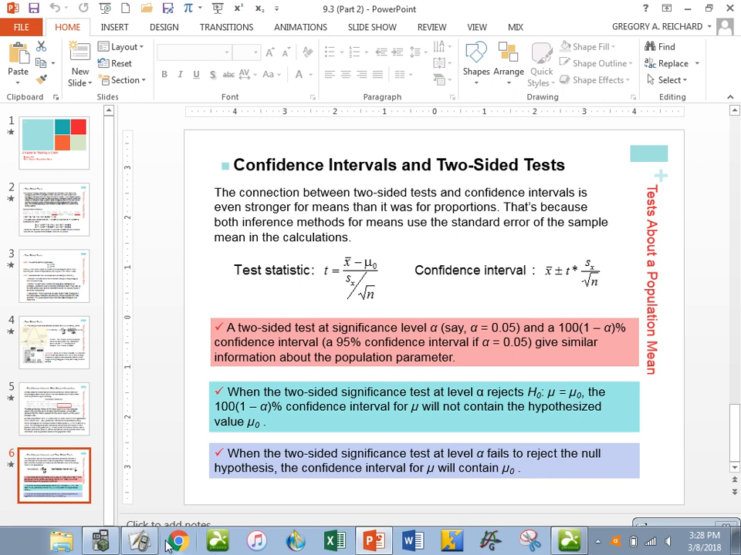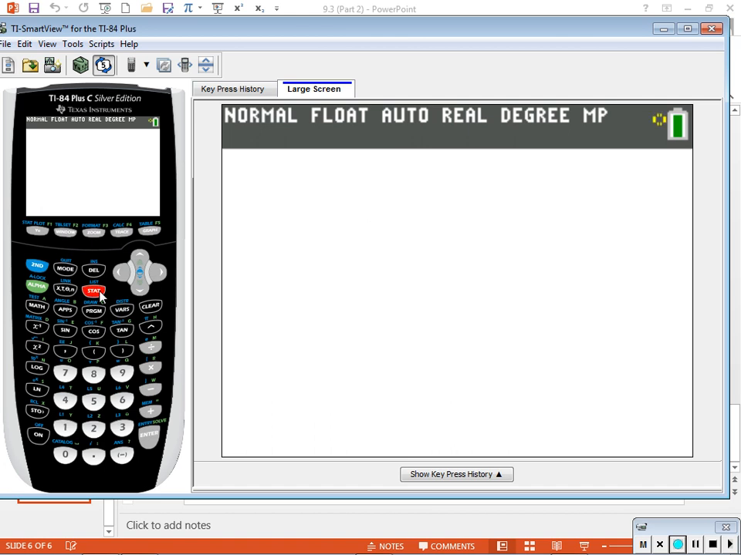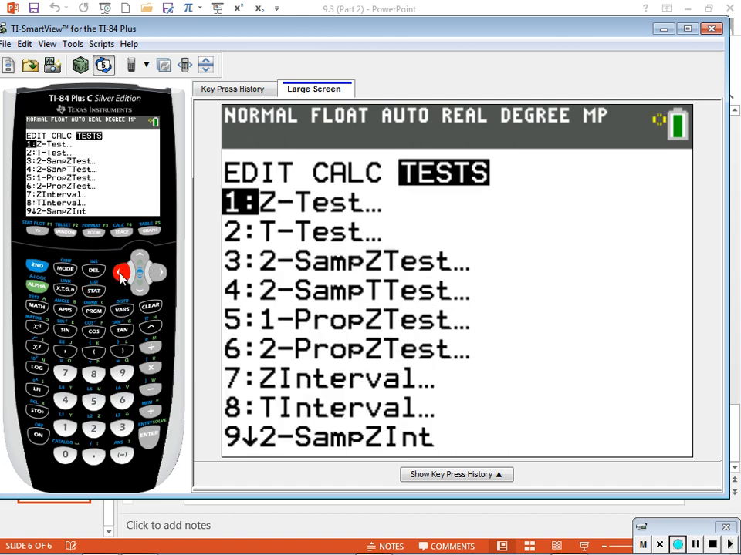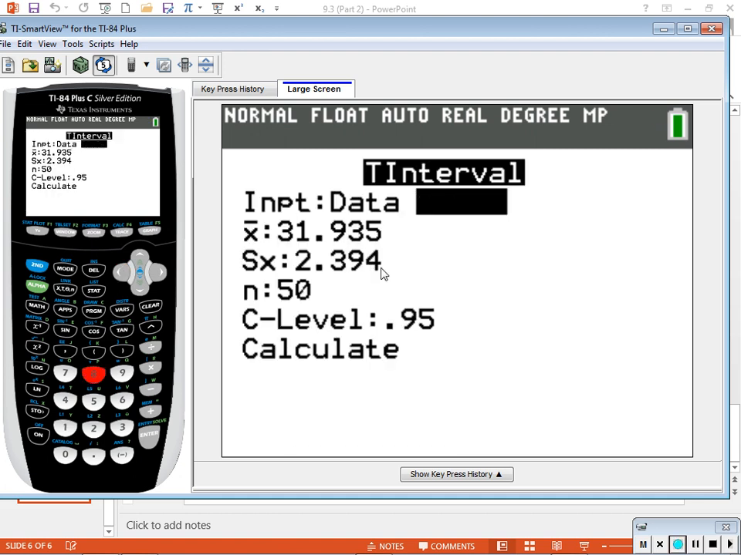So if I come back to my calculator, you can see here's the t-test where we rejected the null hypothesis. So if I follow this up with a one sample t-interval, which in your calculator is simply called a t-interval, just once again notice the values from the problem will already be here, because when we do the two-sided test and we reject the null hypothesis, your calculator automatically assumes that you're going to compute a confidence interval to follow up with your conclusion.